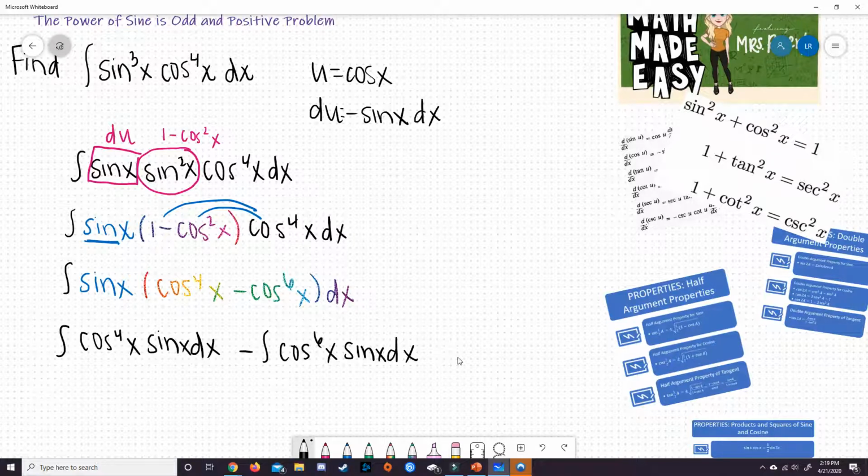And so over here, oh, I lost my pen. Stick with me here. Sorry. Okay, so over here, I could say that my u is cosine of x, which would make my du negative sine of x, which would make this entire integral right here the negative integral of u to the fourth power du.